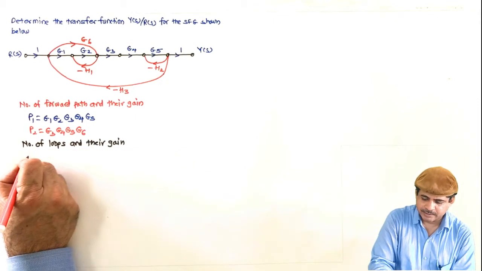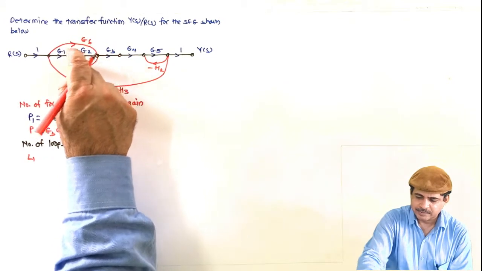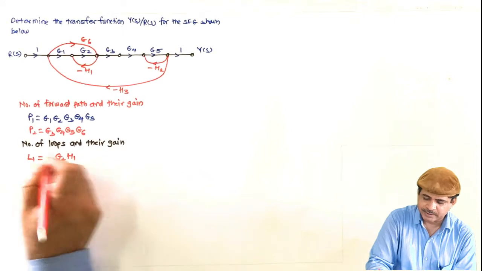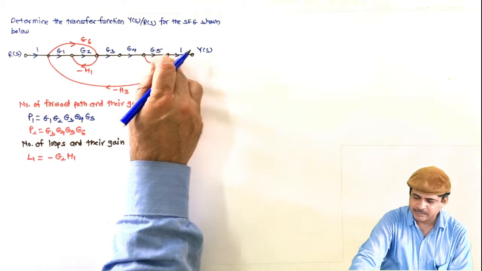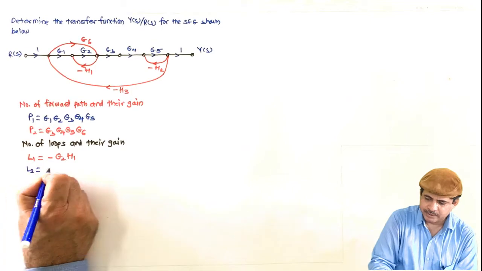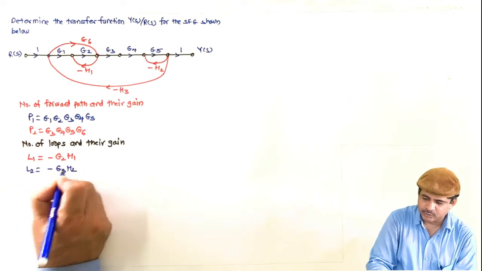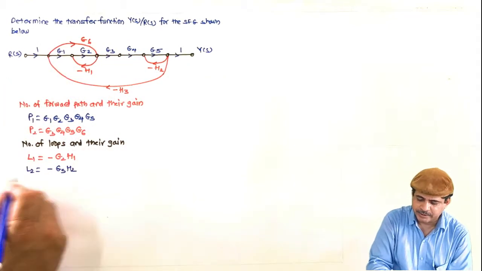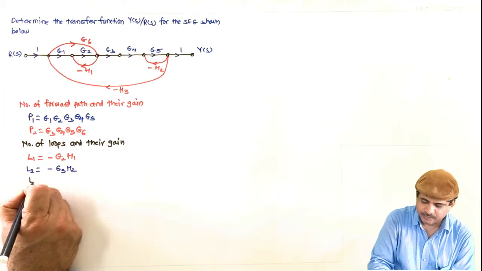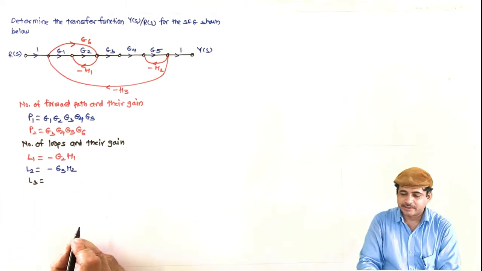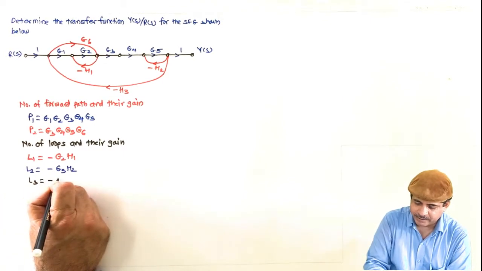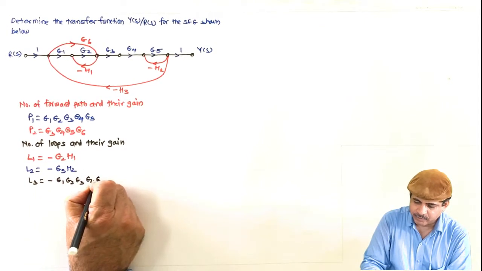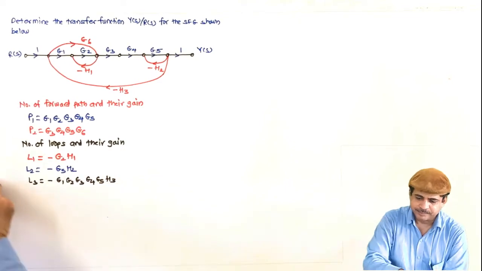So there is L1, we start with this. L1 is equal to minus G2 H1, then simple loops we start. L2 is equal to minus G5 H2, then from this point also it is coming back, so this is loop 3. These are straightforward loops, but there may be some hidden loops. We have to check it very carefully. Minus G1, G2, G3, G4, G5, H3.